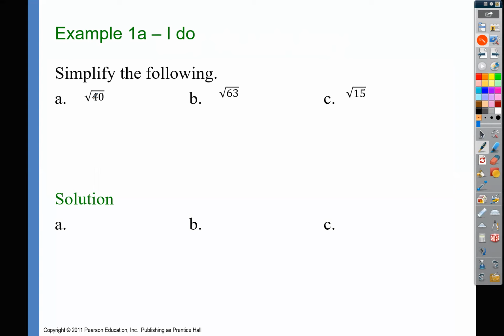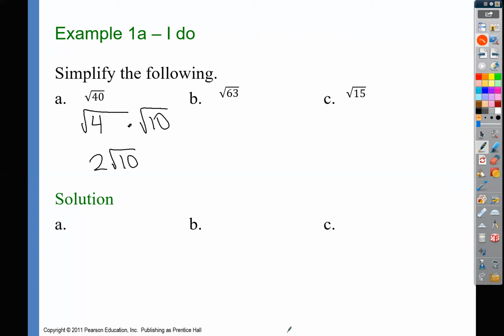So the square root of 40, you have to think, obviously it's not a perfect square, but it does have a factor that's a perfect square, which is 4. Right, so I can break 40 up as the square root of 4 times the square root of 10, and I know that the square root of 4 is 2, so I get 2 square root of 10.